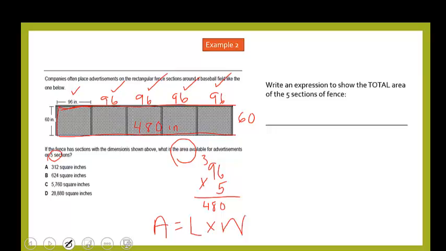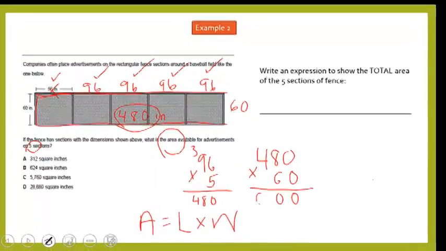Let's review. I hope you wrote down area equals length times width for your equation. Now I'm not going to plug in 96. I need to plug in the whole length, and I can just use the 60 inches for the width. So let's multiply 480 times 60.